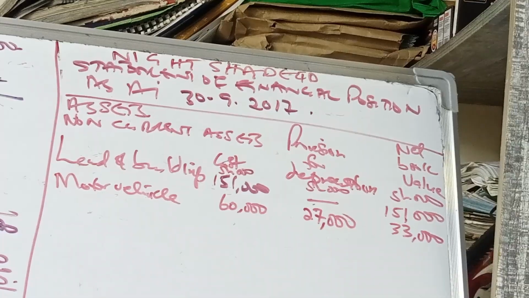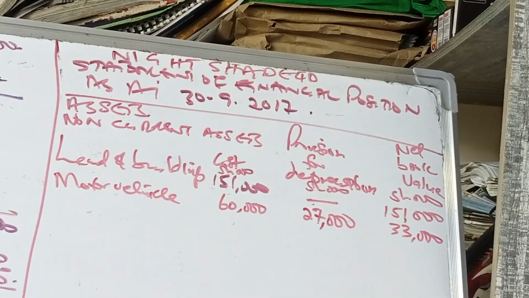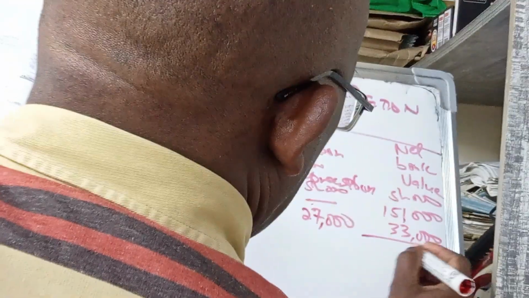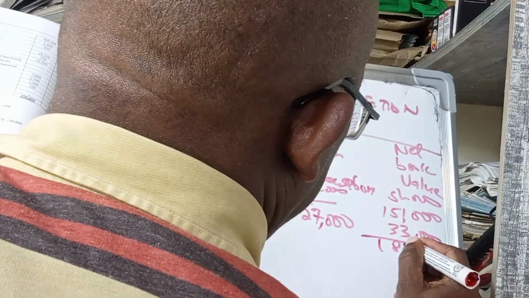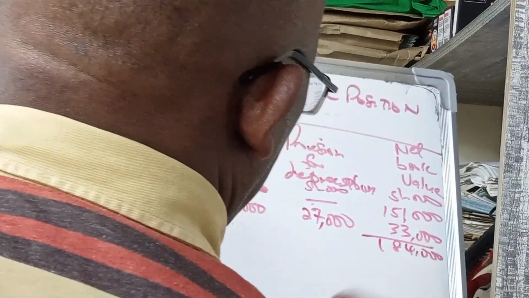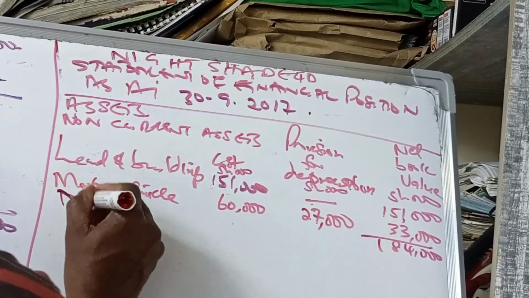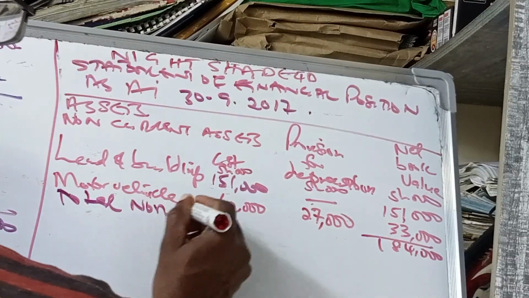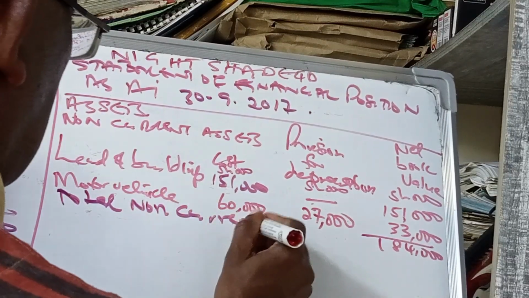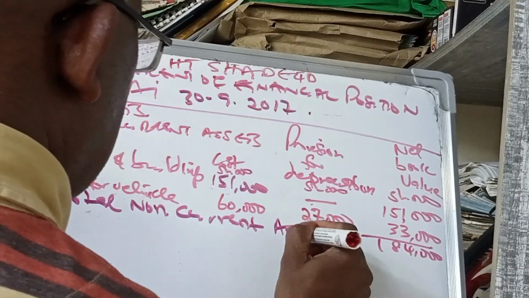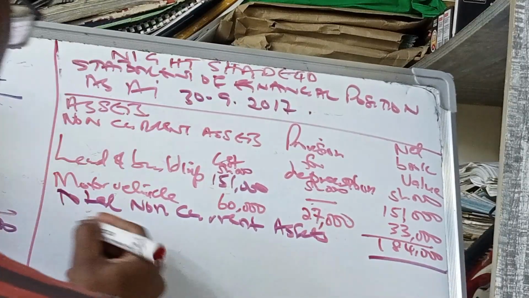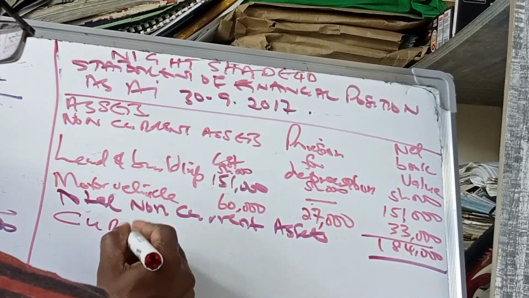We look around to find out if there is any other non-current asset, and we do not have any. Therefore we get a total non-current assets of 184,000. So we come to current assets.